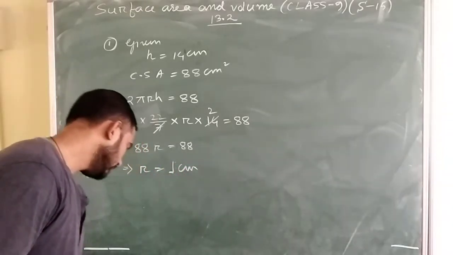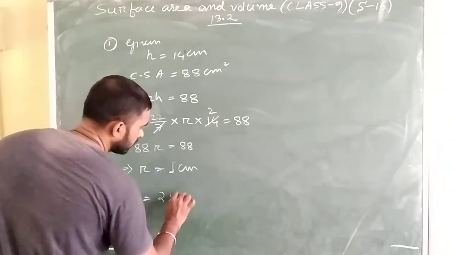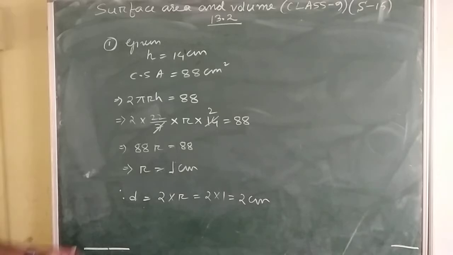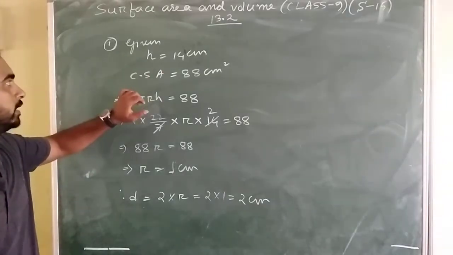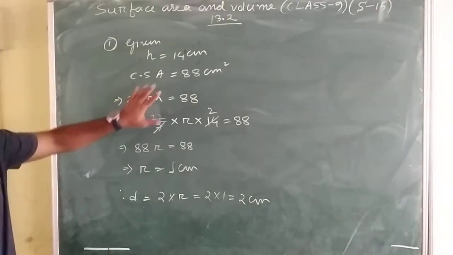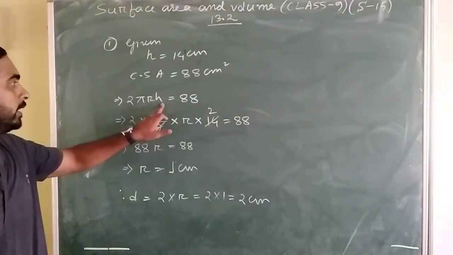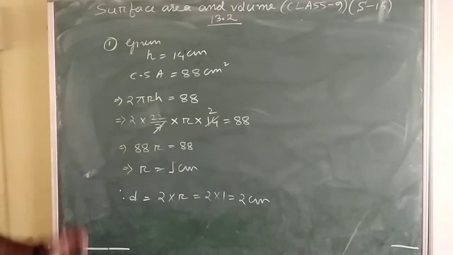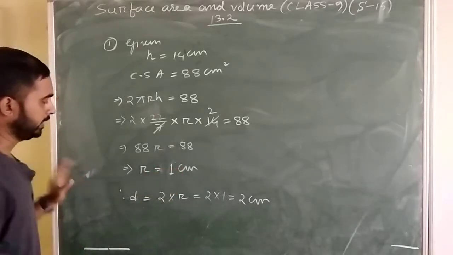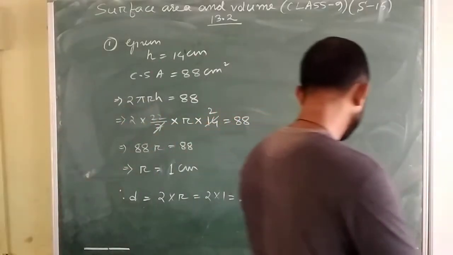But the question is to find the diameter. Therefore, diameter equal to 2 times the radius: 2 into 1 equal to 2 centimeter. So this is the question. See, just the height of the cylinder is given, that is 14 centimeter. Then the curved surface of the cylinder is given, 88. So the curved surface formula 2 pi RH equal to 88. R is not given, H equal to 14. Cancel them, R equal to 1 centimeter. Therefore, diameter is equal to 2 times the radius, that means diameter equal to 2 centimeter. Got it?